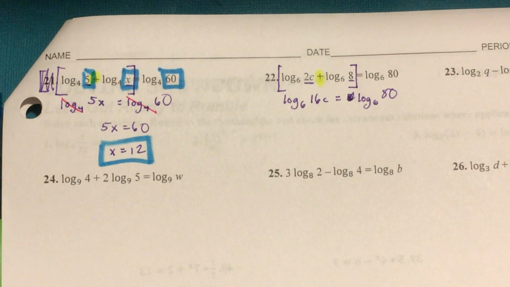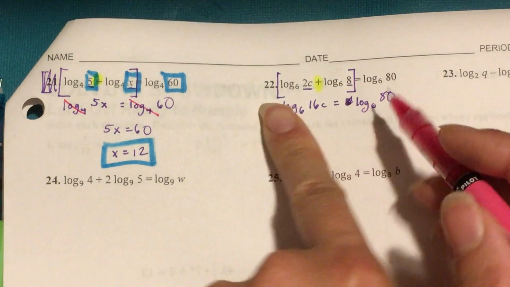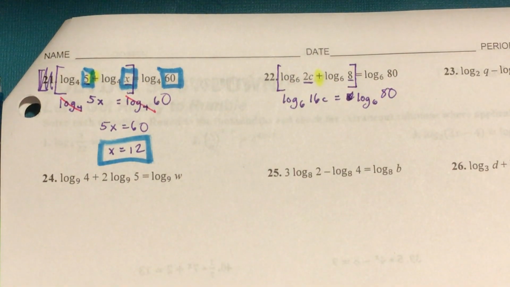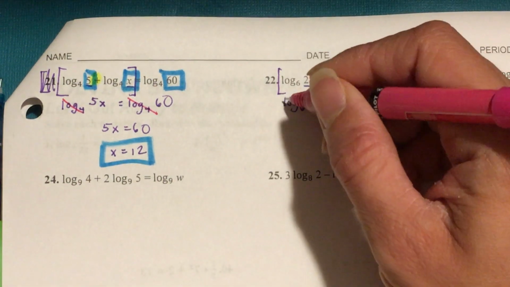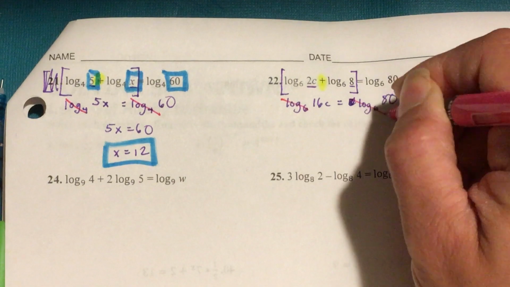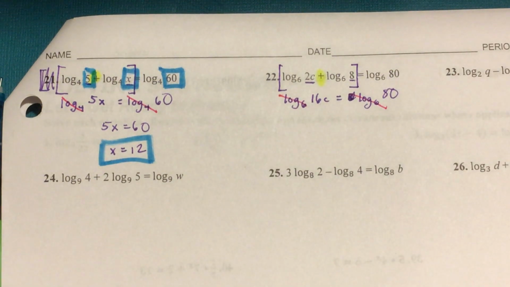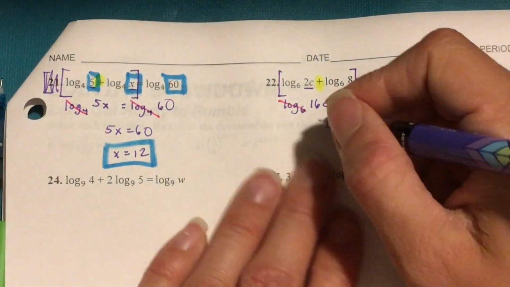And folks, I really want you to explicitly show every single step here, and you'll see why once we get to some of the more complicated problems, because if I had just written 80 here and it dropped off the logs right away, there are some problems where it's very dangerous if you try to go too fast. So we'll get into that on some of the next few problems. So we have the same 2 logs, we can cross them off. So 16c equals 80.